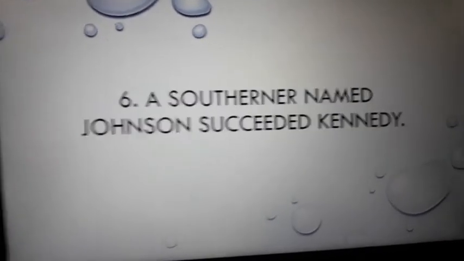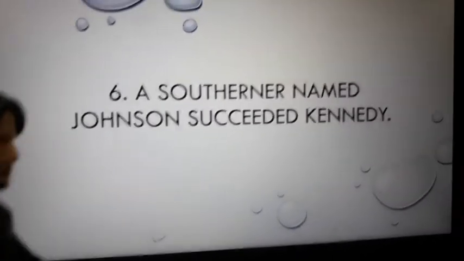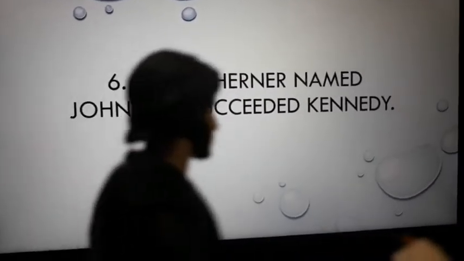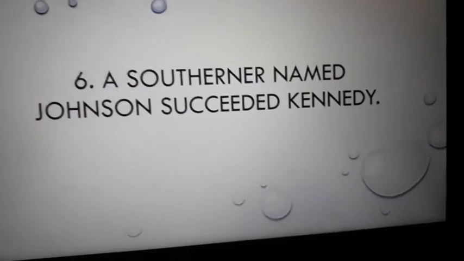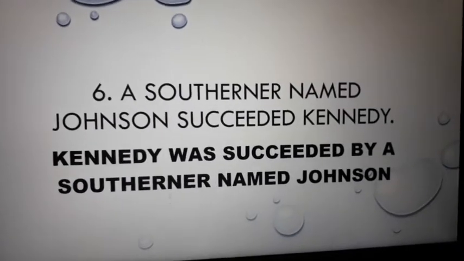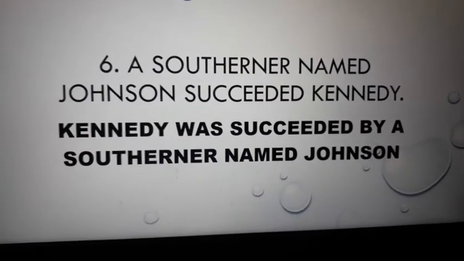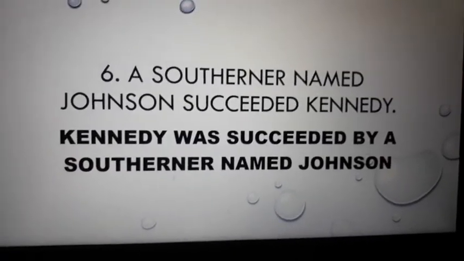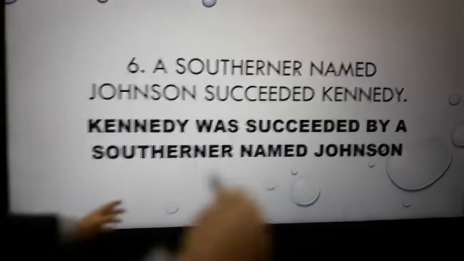Number 6 says, a southerner named Johnson succeeded Kennedy. All right. My answer will be, according to what we learned in the passive voice, let's click it here. Kennedy was succeeded by a southerner named Johnson. All right. That will be the complete answer and the correct answer. All right. Let's go with number 7.